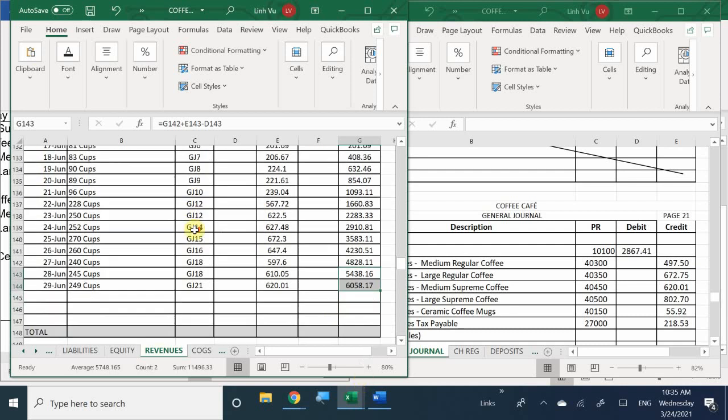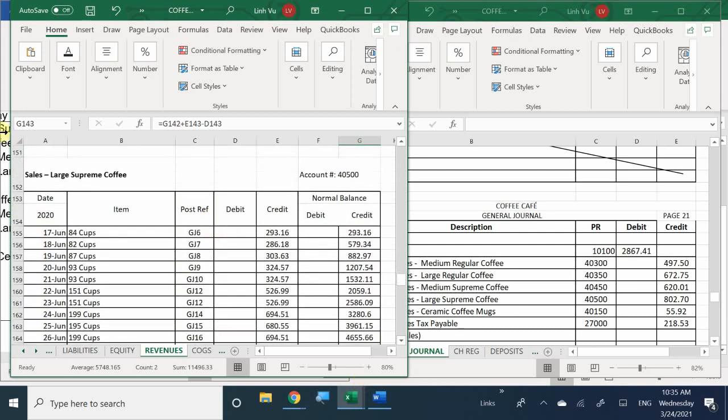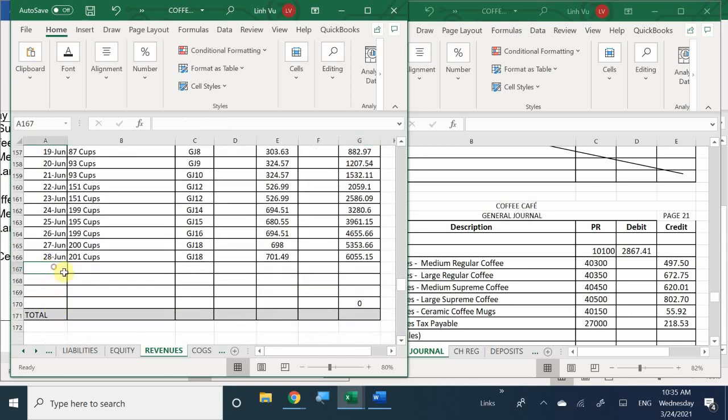60.58.17. Perfect. Right. And then how many of my large supreme coffee cups did I sell? 230. 230 cups. General Journal 21. And this was for the 802.70. So therefore, what is my grand total here? 6,900. Perfect.